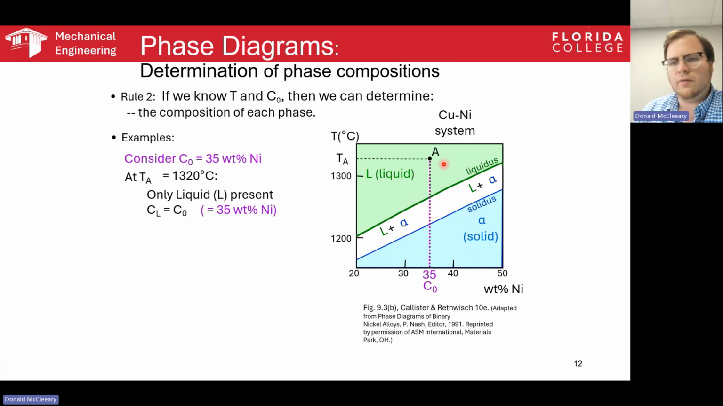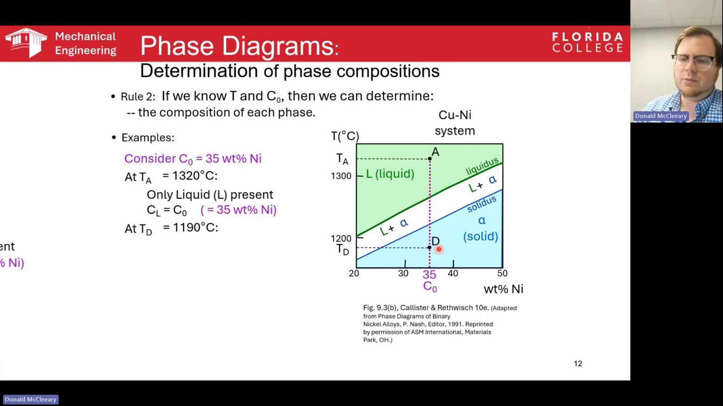Well, and I guess we're going to start over here. And we only have liquid present here. So we know the concentration of the liquid because, since there's only one phase present, we stick our point where we want it at 35 weight percent and at our temperature of 1320 here. And we know that our concentration of the liquid is 35 weight percent nickel.